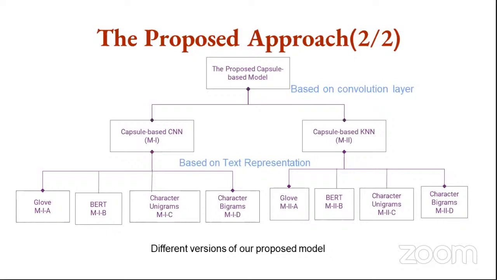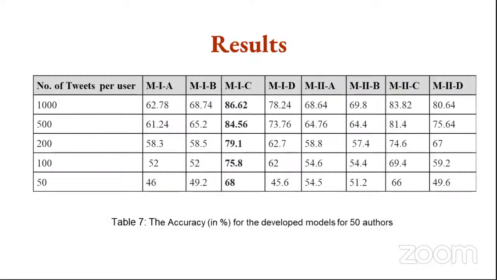Then there is also a baseline which is called capsule-based KNN, where we have also used the four types of embeddings: GloVe, BERT, character unigrams, and character bigrams, and we developed a capsule-based model. So these are the results. Our results show that this capsule-based network is giving us around 86.52% accuracy on 1,000 tweets per user. These are the accuracy values. We have varied the number of tweets per user, and with 1,000 tweets, we are getting the maximum accuracy of 86%.